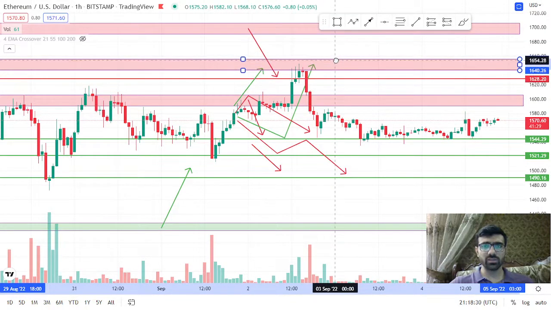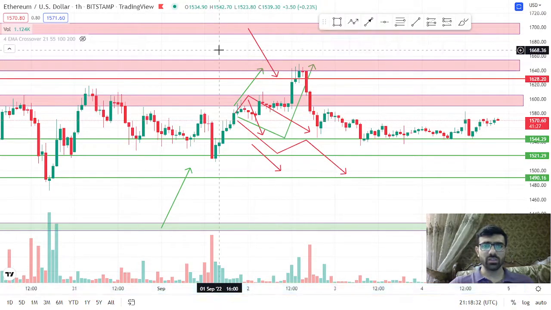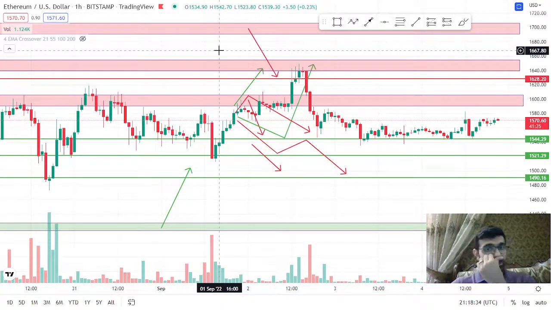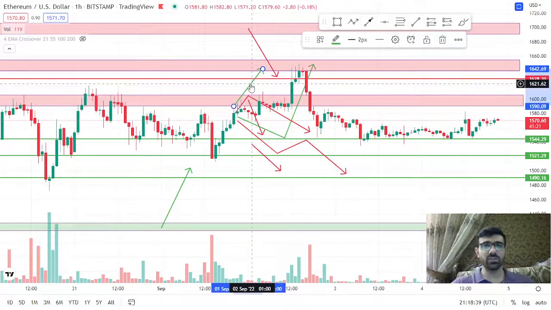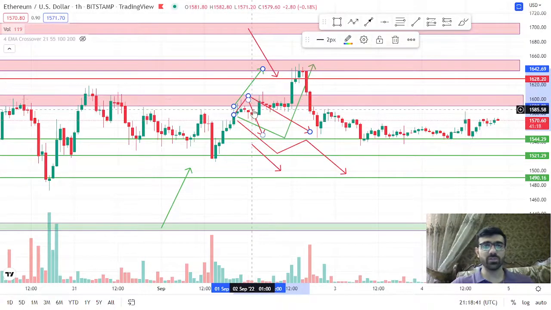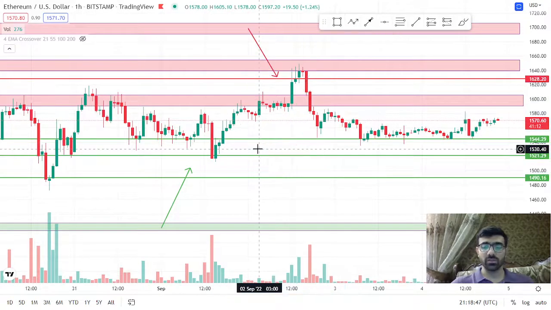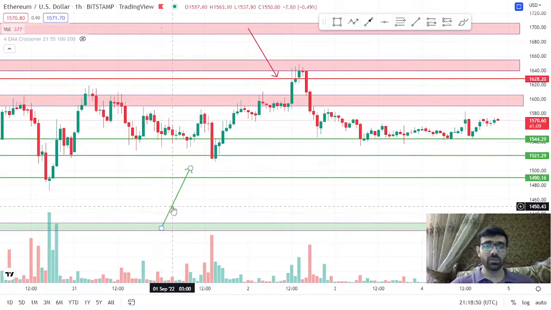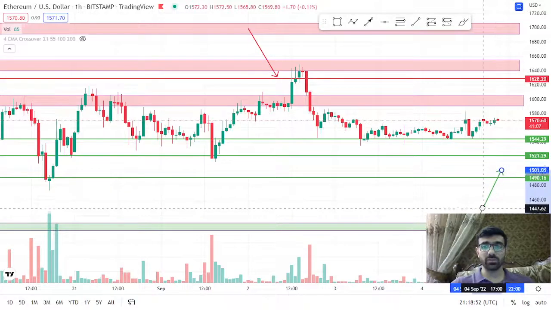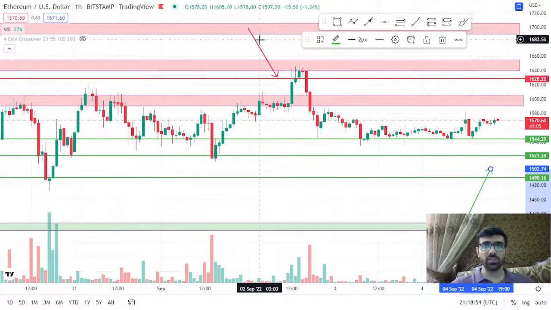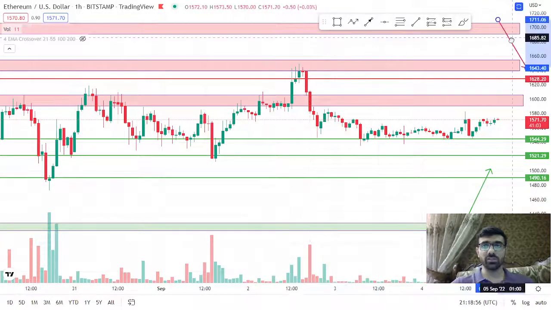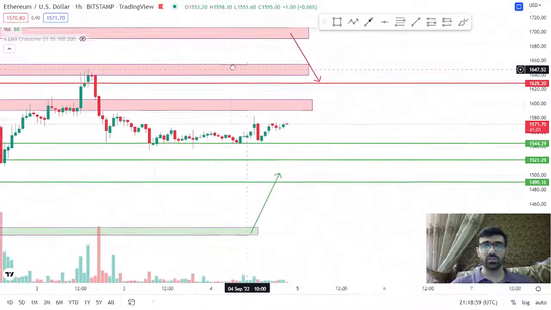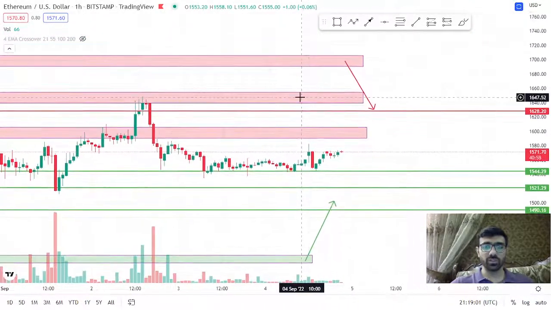as this is the current area of resistance. Short term, but still this is the area of resistance. Let me remove previous drawings so we can identify the fresh drawings. Okay, just let me change its place to this, and let me change its place to this. Let me just move the entire market over here.